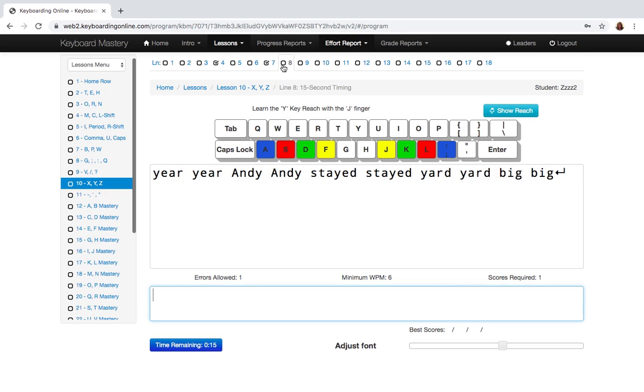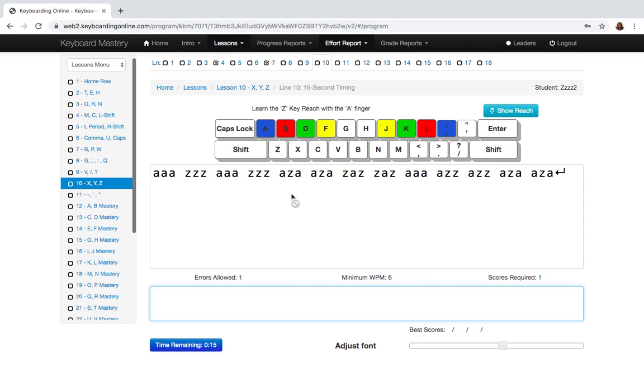On to the next line, line 8, more practice for the Y key. Some reminders: when your J finger reaches the Y, keep some fingers on the home row so you don't lose your place. Maybe just move the J key finger up to the Y key. Try to keep at least L and K in place. In line 10, we're learning our last alphabet key, the Z key. It's showing us to practice with A, so guess what? A is going to strike the Z key.